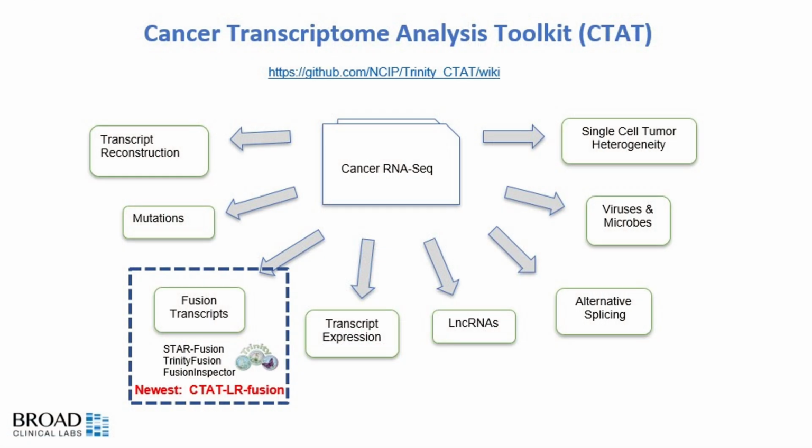And you really need a powerful set of tools to be able to extract the most from these data. We've been developing a toolkit called the Cancer Transcriptome Analysis Toolkit. CTAT is short for that. And we have various modules that we've developed to focus on transcript reconstruction, pulling variants from the reads, fusion transcripts, of course, alternative splicing, viruses, and getting insights at single cell resolution, looking at tumor heterogeneity, such as copy number variation.